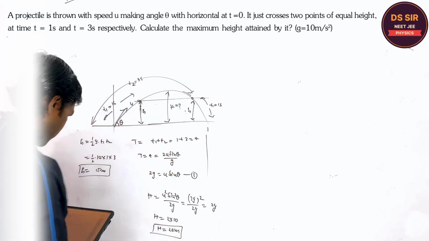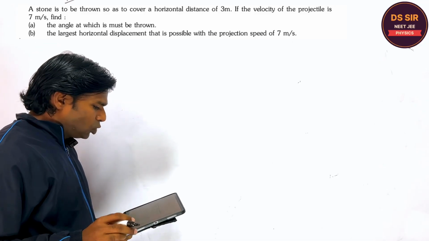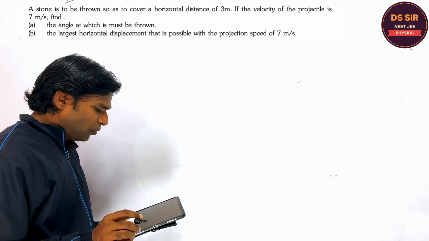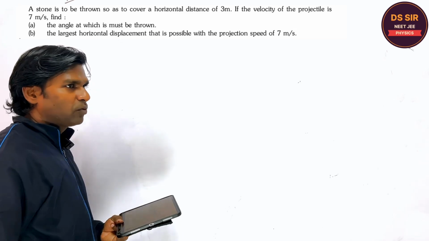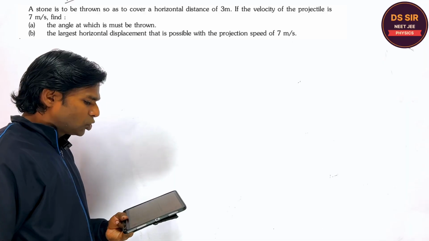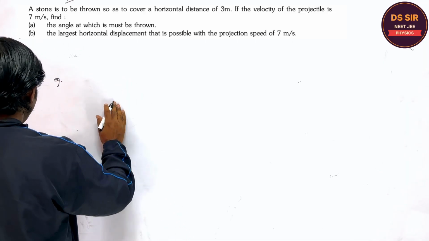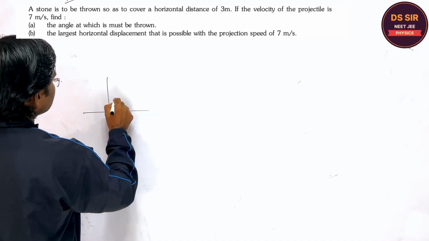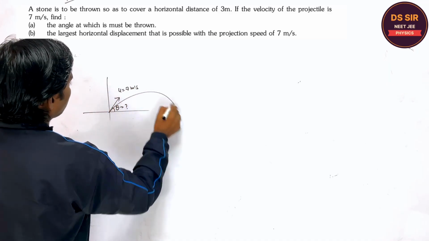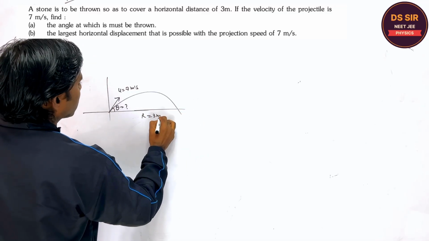Right? Copy this. So the next example I am taking: a stone is to be thrown so as to cover a horizontal distance of 3 meter. If the velocity of projection is 7 meter per second, you have to find the angle of projection. In the second part, find the maximum horizontal displacement if the speed is 7 meter per second. So what is given in the question? The speed u is 7 meter per second. This theta you have to find if the range is equal to 3 meter. Are you getting?